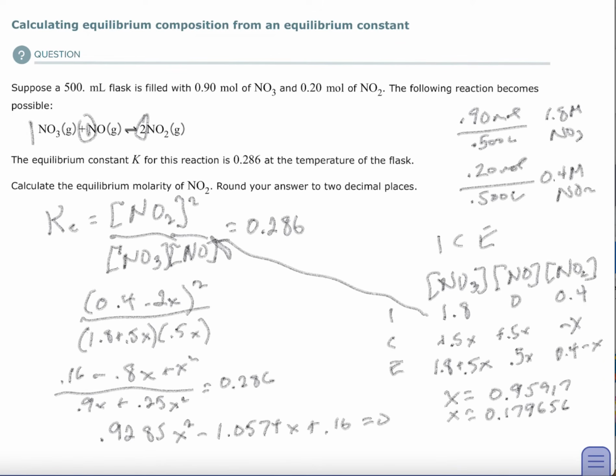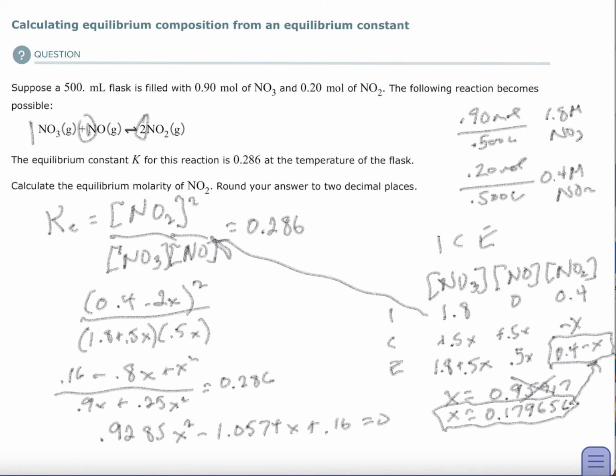0.179656. This one cannot be right, the top one, because if you look back up to this, you can see that 0.4 minus x is going to be a molarity. Well, you can't have a negative molarity because you can't have a negative concentration. So that's practically impossible. So I'm going to use this one, and I'm going to substitute this in for x and then subtract it from 0.4.